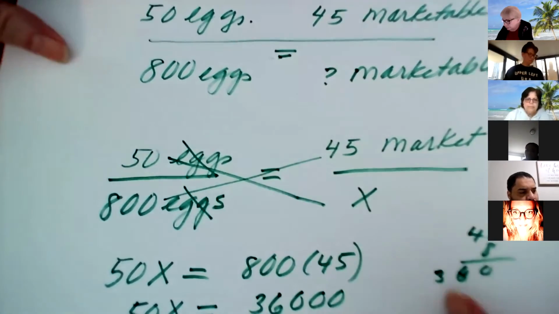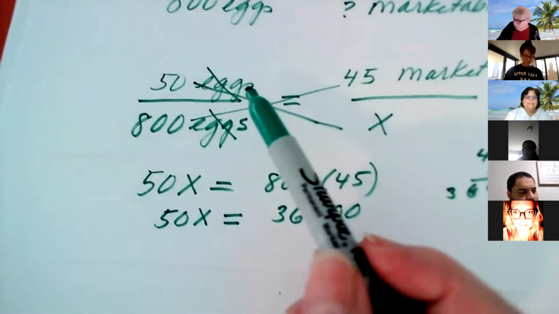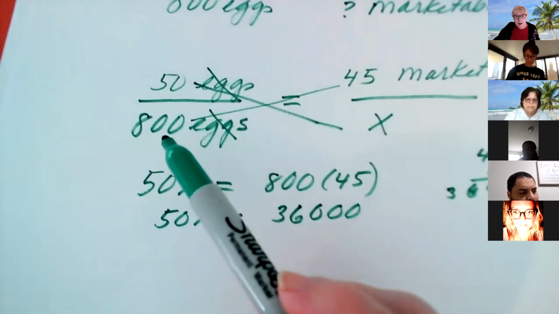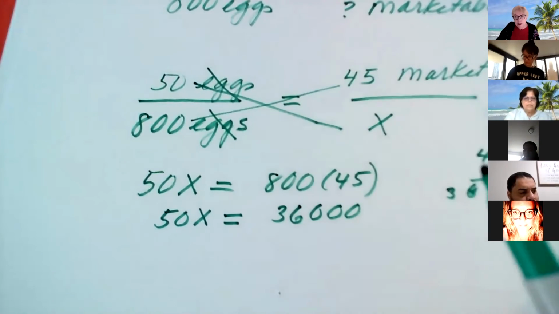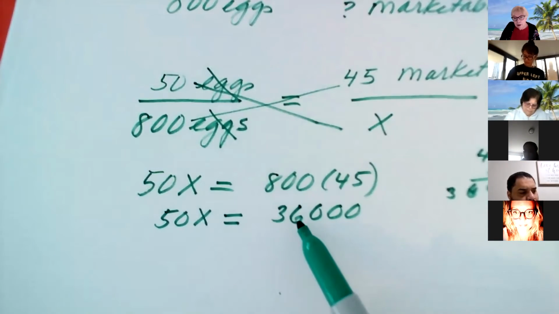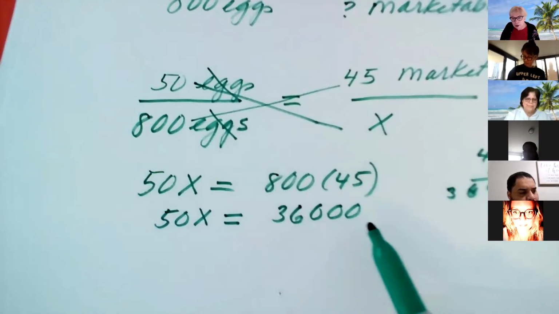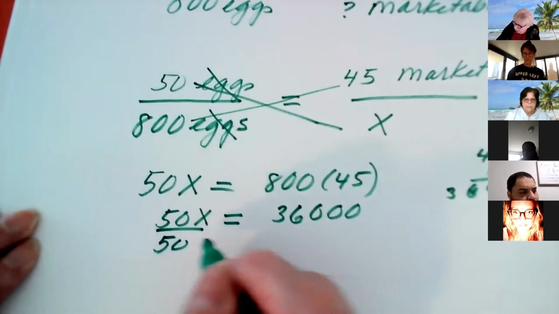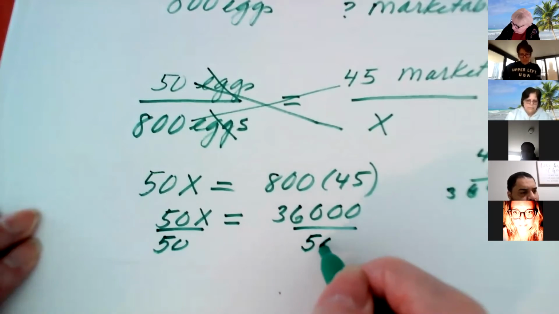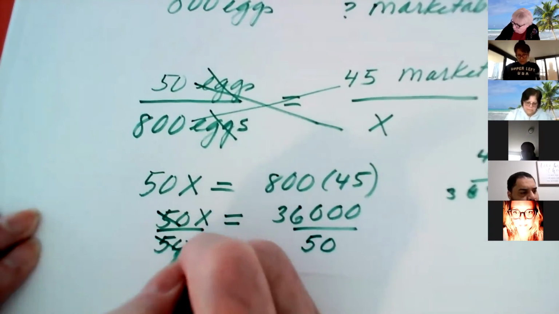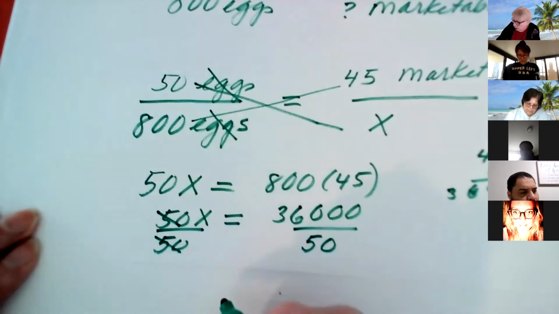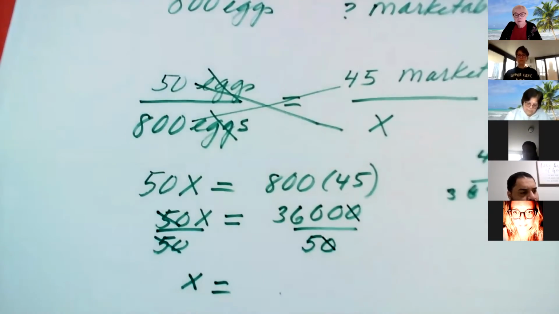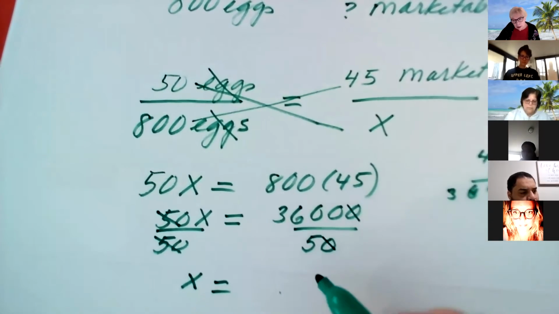All right. So I multiplied 50 times X to get 50X. I multiplied 800 times 45 and I got 360 and I added those 2 extra zeros and there it is. To finish this problem, we must divide by 50. And so 50 over 50 is 1. 1X is left. I'm going to kill these, a pair of zeros.